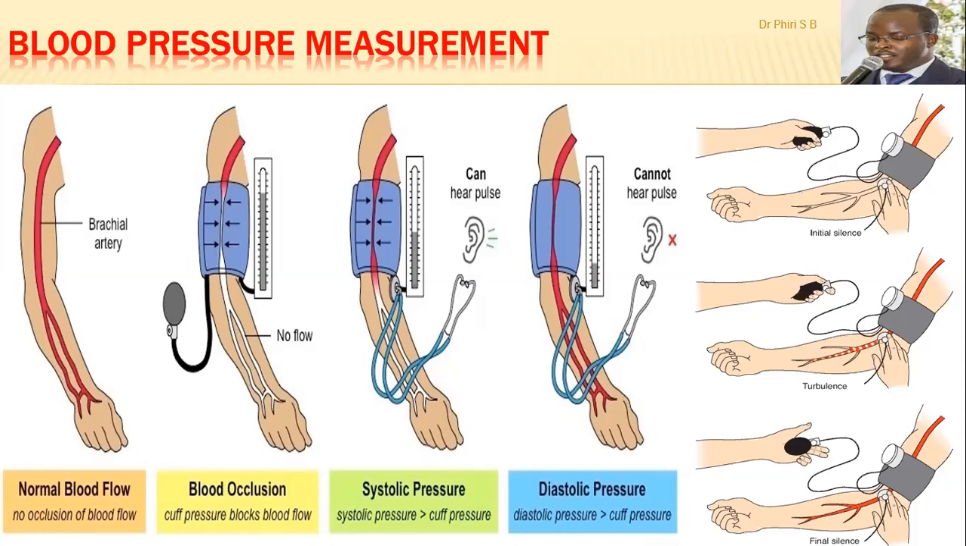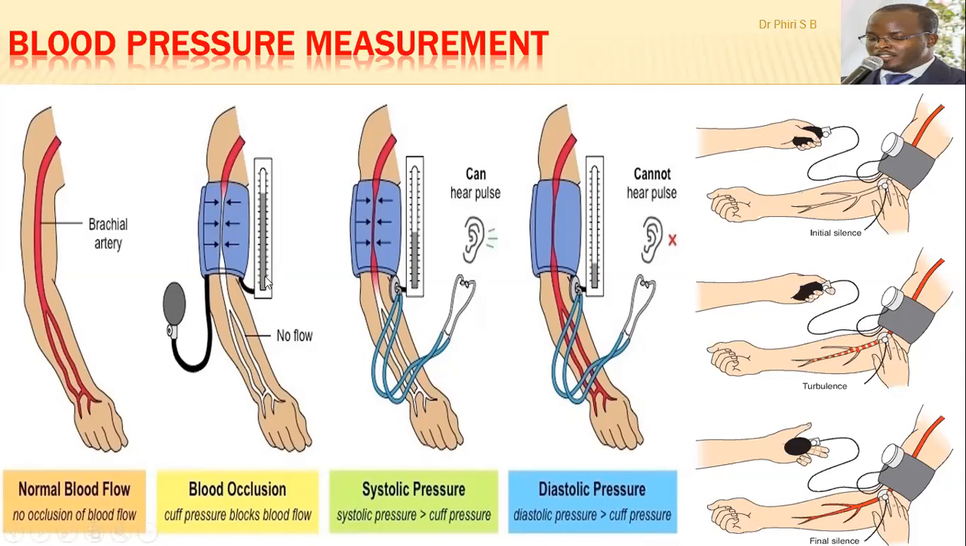For instance, if the patient is not seated in a proper way, if they are crossing their legs, if the arm is not supported, if they are fidgeting and moving about, it can give you wrong blood pressure. So you need to make sure that the patient is comfortable, you talk to them in a normal way, and they are relaxed, so that you get accurate results.